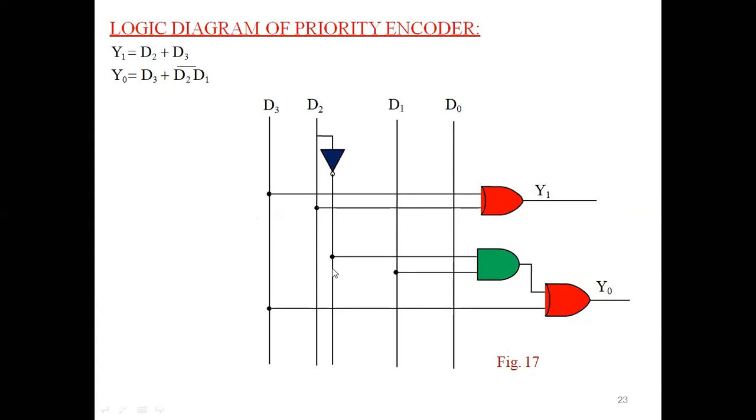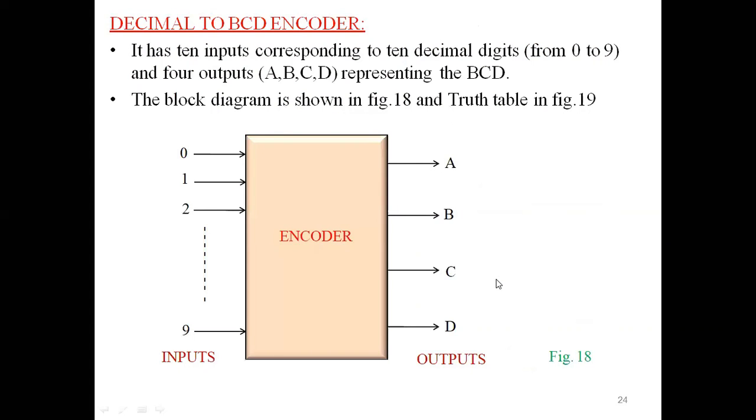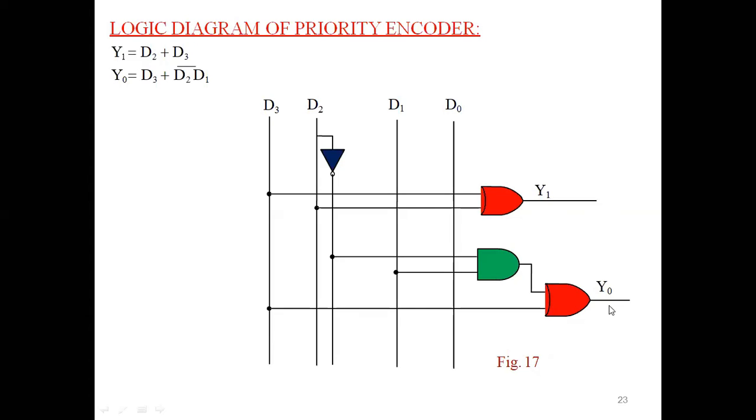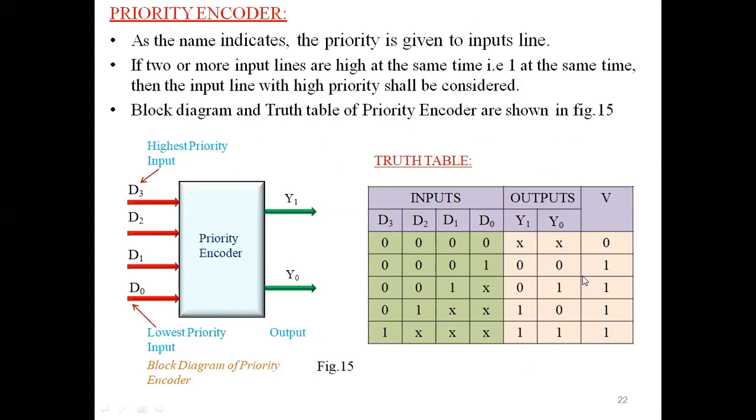See here, D2 value is 0 but its complement is 1, and D1 value is 1, so 1 into 1 is 1, and D0 value is also 1. So 1 plus 1 is 1 only. Both inputs are 1, the output of the OR gate is 1. So y1 is also 0 and y0 is also 1. So clear this statement how we will execute. Here, whether you pass 0 or 1 for the don't care condition, you get the same result: pass 0 0 1 0, output 0 1, and pass 0 0 1 1, same output. Is it clear how it works in the logic circuit diagram?